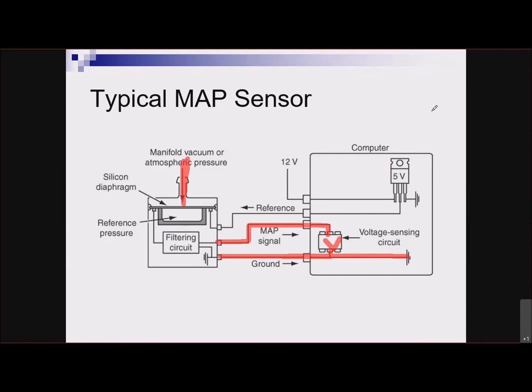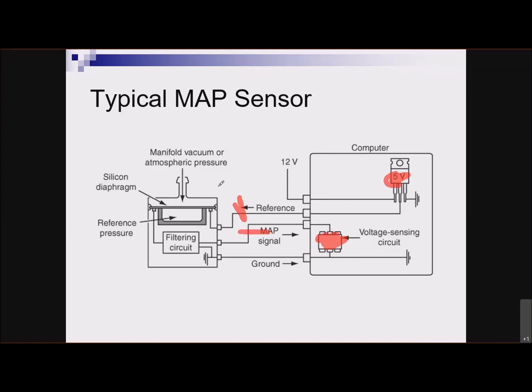So diagnosis would be really similar. First of all, if we go back to what I said about potentiometers, it would never be normal for the computer to see 0 volts. That wouldn't be right. If the computer saw 0 volts, then either this wire here is broken, so the sensor's never getting the 5, or this wire here is broken, so it's never making it back to the voltage sensing circuit. So if we see 0 volts, there's a problem.